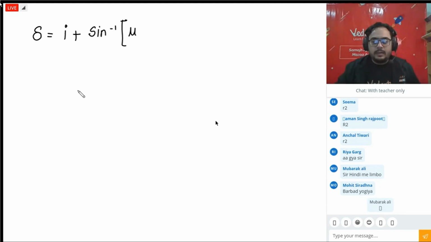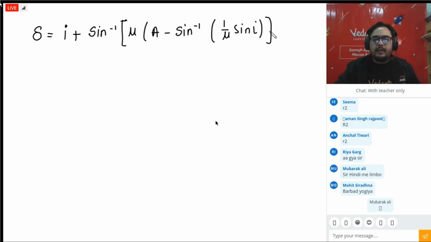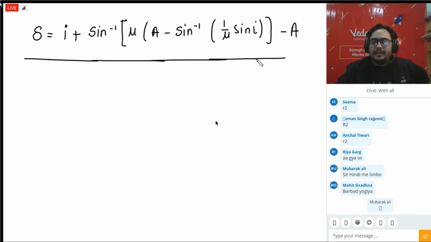Mu A minus sine inverse 1 by mu sine I minus A. This is the formula of deviation in terms of I. Look, there is only one variable I. I have eliminated E. Am I correct?